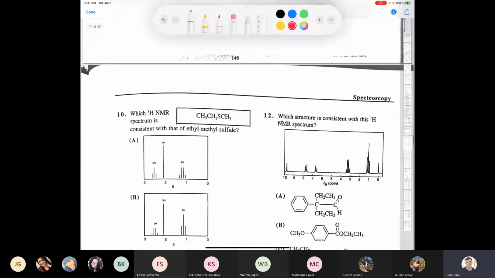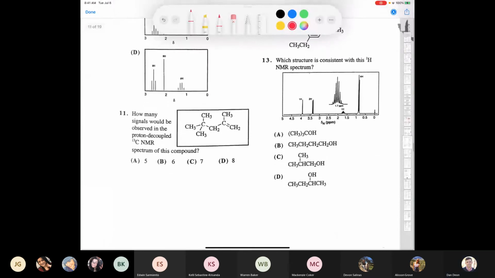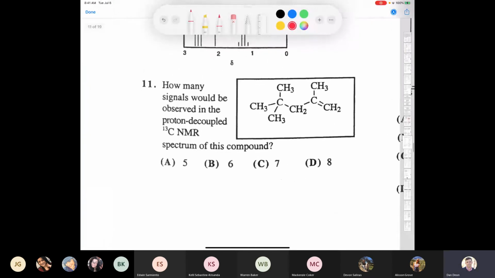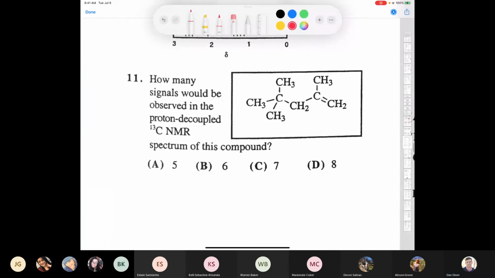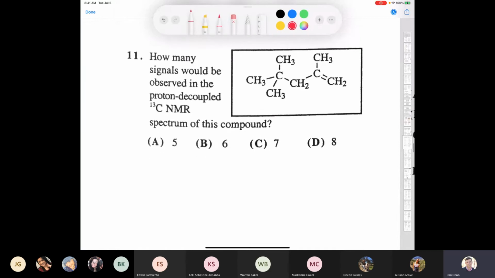Let's try question number 11, which I think is a good one. Question number 11, where is it? Yeah, question number 11. We looked at a bunch of problems like this when we were practicing proton NMR and when we were practicing carbon-13. I think this is the first thing we did, is say, how many signals would you see for this compound? So when we're talking about carbon NMR spectra, how many total signals would you see?